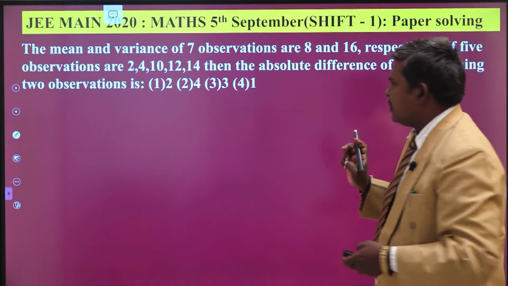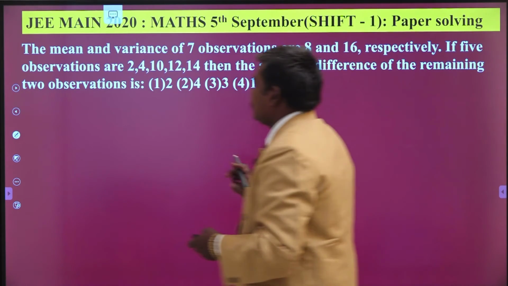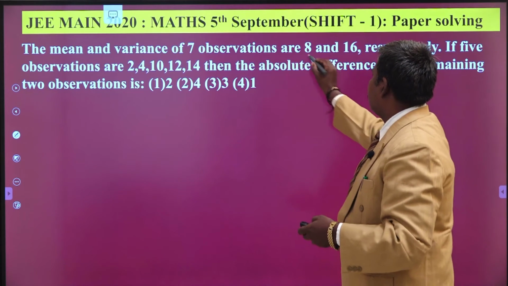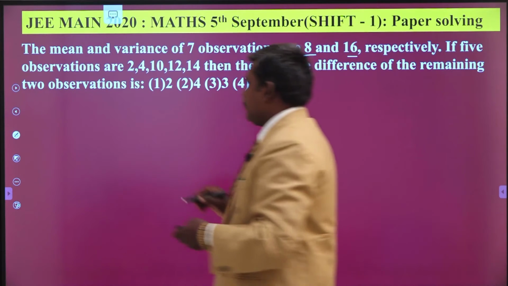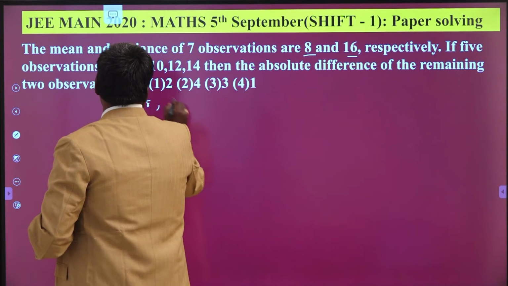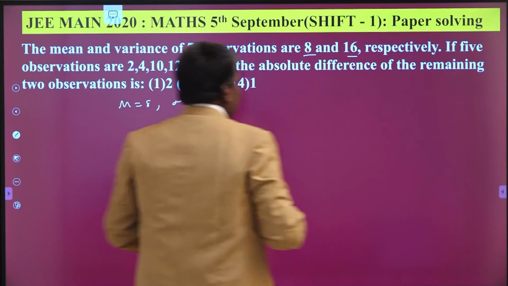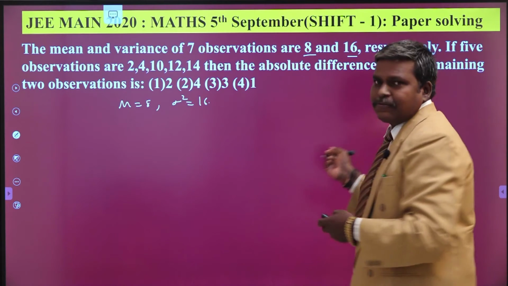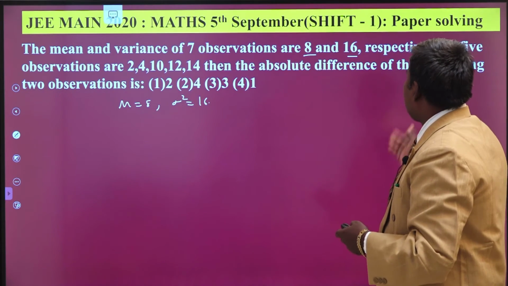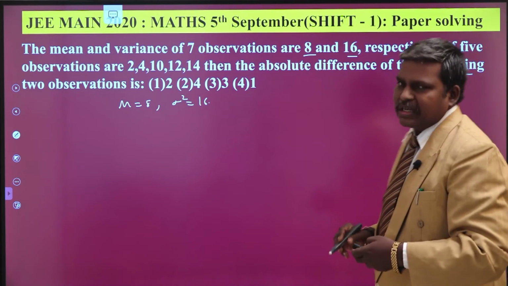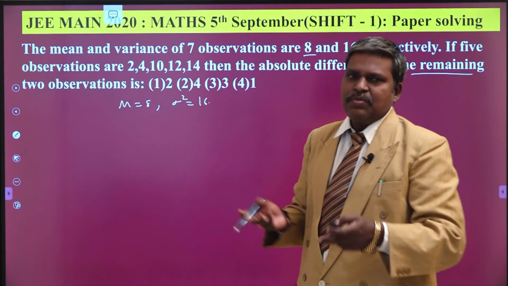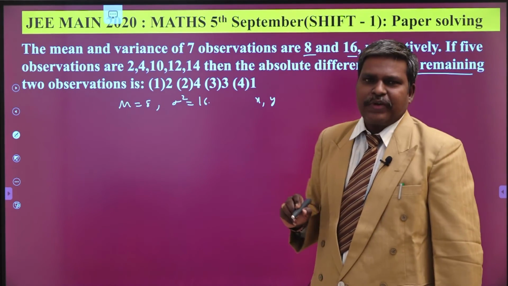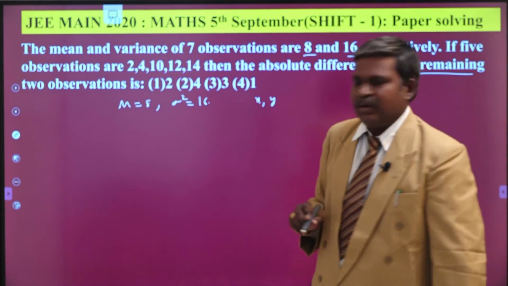See here, this is a question related to statistics, that is measures of dispersion. The mean and variance of the 7 observations are given to you, that is 8 and 16. So mean mu is equal to 8 and sigma square is equal to 16 respectively. If 5 observations 2, 4, 10, 12, 14 are given to you, then the absolute difference of the remaining 2 numbers is what they are asking. Absolute difference, modulus of x minus y. Suppose the remaining 2 numbers are x comma y, we have to find out |x − y|.